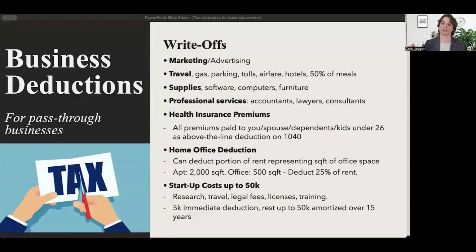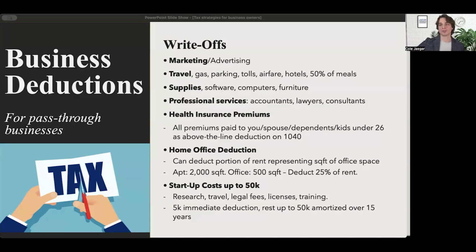Home office deduction. Definitely a good one to know about if you work from home. You can deduct the portion of your rent representing the square foot of office space in your apartment. So if your apartment is 2,000 square feet and your office was 500 square feet, which would be a big office, but it works for the example, you could deduct 25% of your rent.